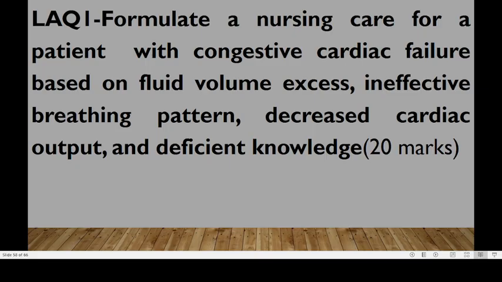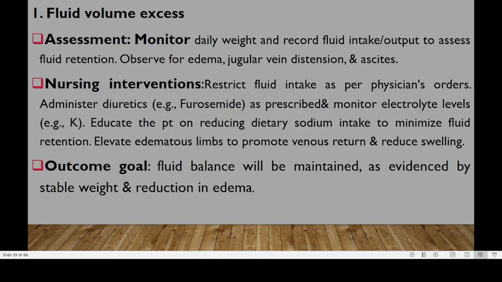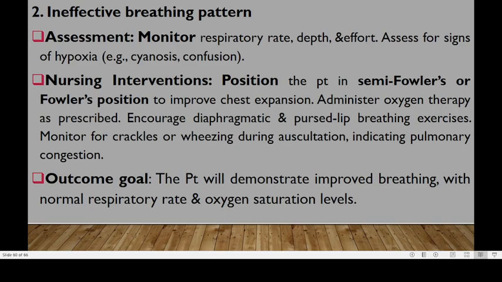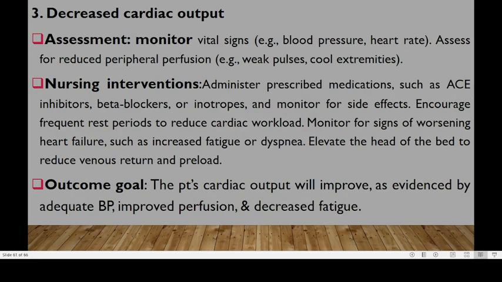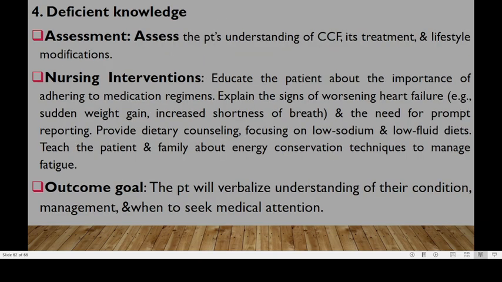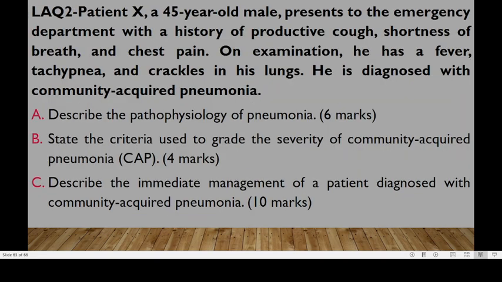Formulate a nursing care plan for a patient with congestive cardiac failure based on fluid volume excess, defective breathing pattern, decreased cardiac output, and deficient knowledge. So we have fluid volume excess: the assessment, nurse interventions, the outcome goal. Effective breathing pattern, the same. Then go to decreased cardiac output, deficient knowledge.